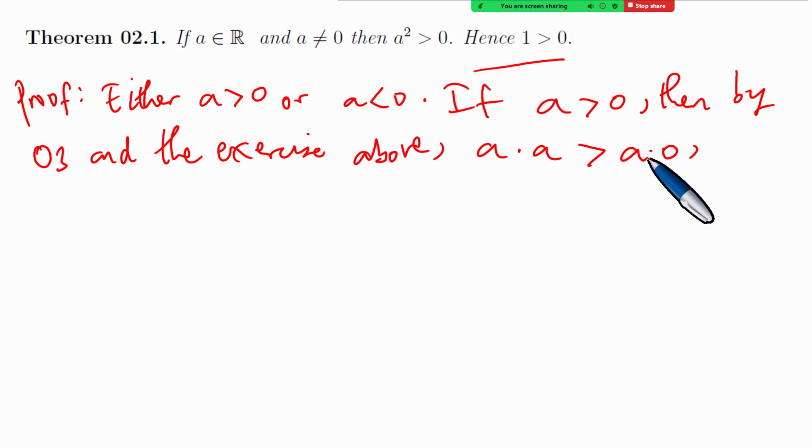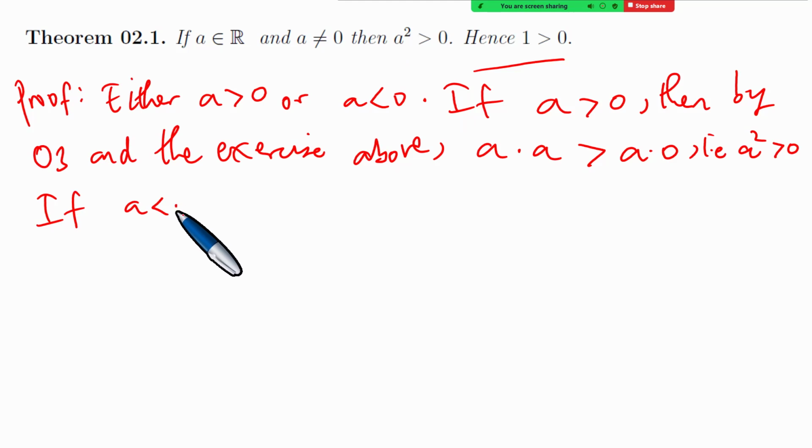But also, what would this mean? That would mean a squared is bigger than 0, establishing the relation given.